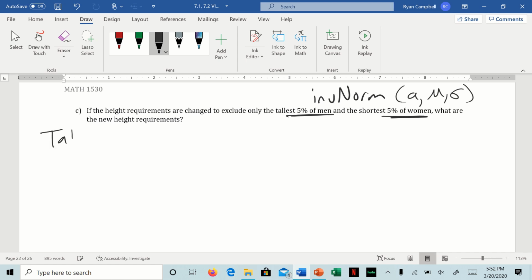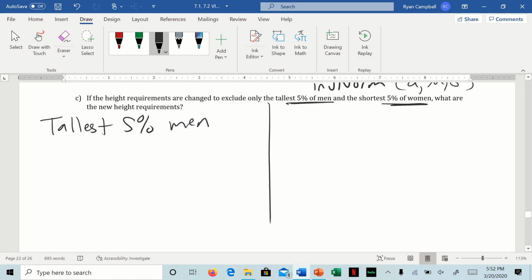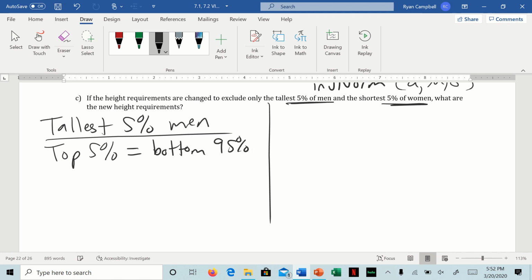So let's look at the tallest 5% of men. Is that the top 5% or the bottom 5%? Hopefully you can see that's the top 5%, right? If you're the tallest, you're above everybody. However, do we want tops? No, we need the bottom percentages. So that's going to be the bottom 95%, which again, just 100 minus 5, 95%.